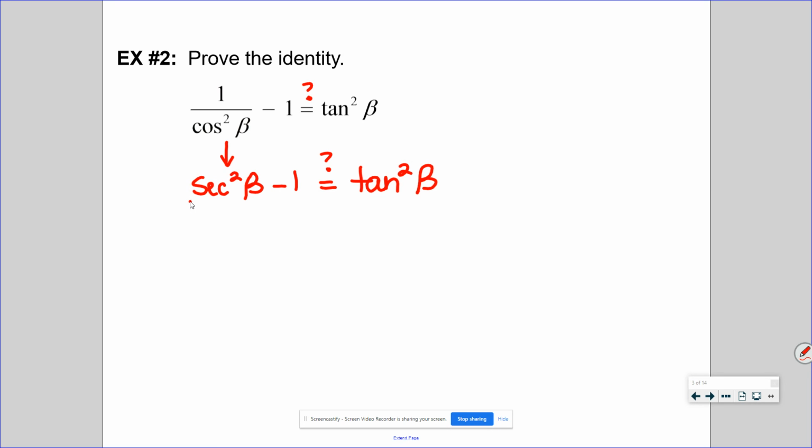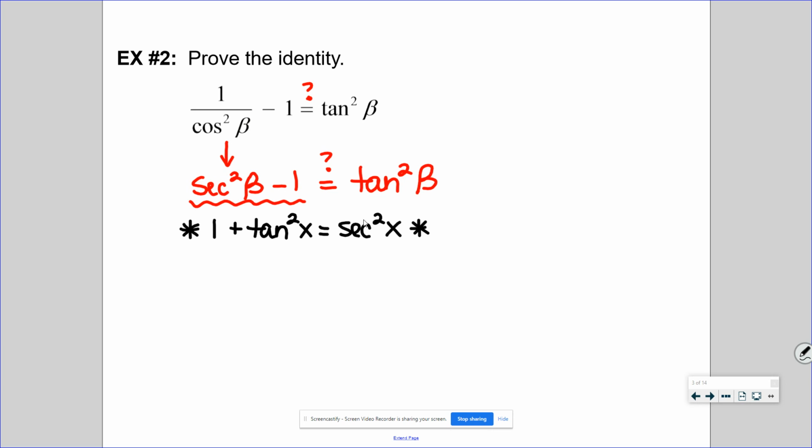Okay, and then what can I do with this? Well, that kind of resembles a Pythagorean identity. Let me write down from the 5.1 notes what the Pythagorean identity says. Okay, not exactly the same: 1 plus tangent squared equals secant squared.